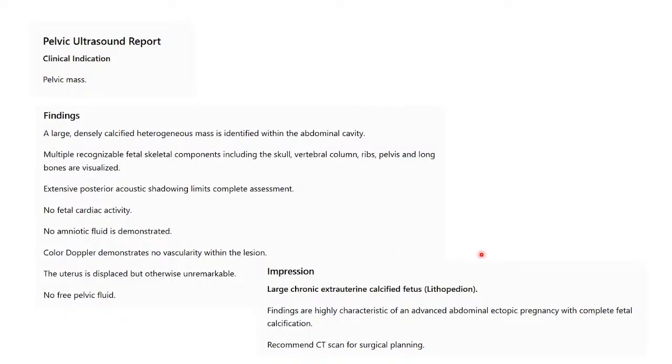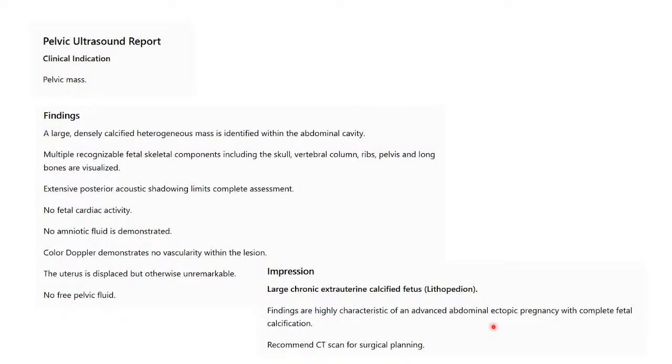So the impression: a large chronic extra-uterine calcified fetus, which is called a lithopedion. Findings are highly characteristic of an advanced abdominal ectopic pregnancy with complete fetal calcification. Recommend CT scan for surgical planning. When you see such a case, you should also recommend the CT so that you can plan for surgical management and localize it nicely.